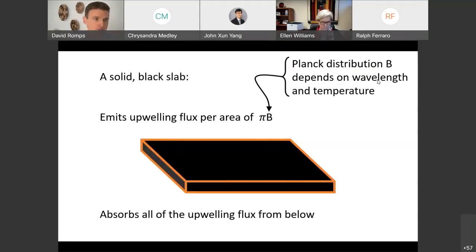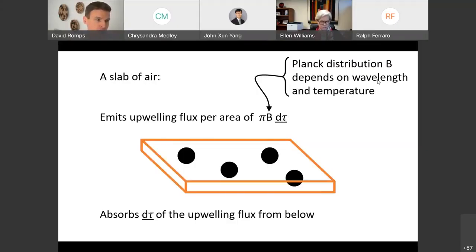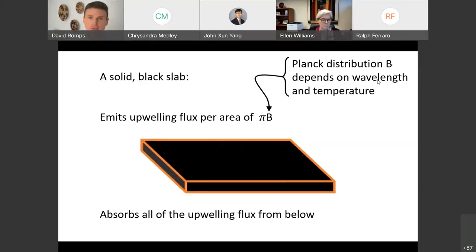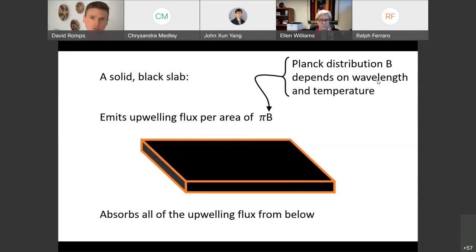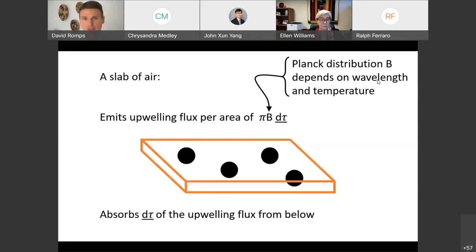If I switch back and forth between these two slides, you see the emitted flux, pi B, got replaced by pi B times d tau. And instead of absorbing all of the upwelling flux, it's absorbing d tau of the upwelling flux. So that's what d tau is.